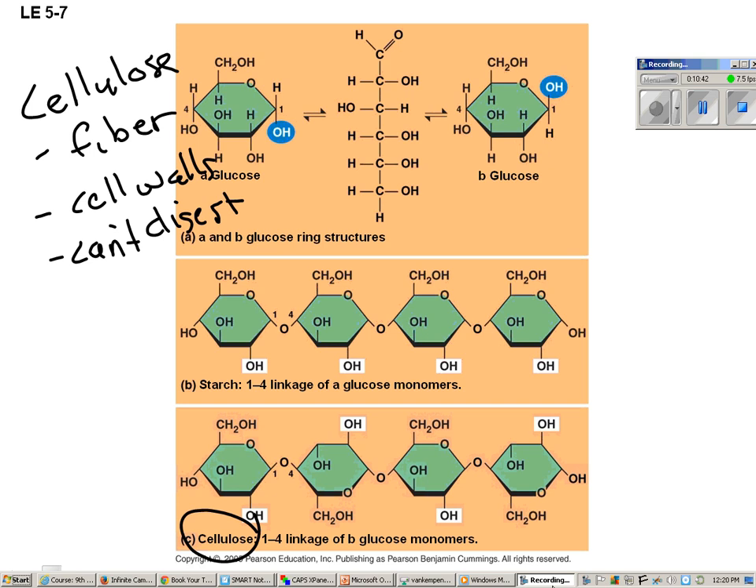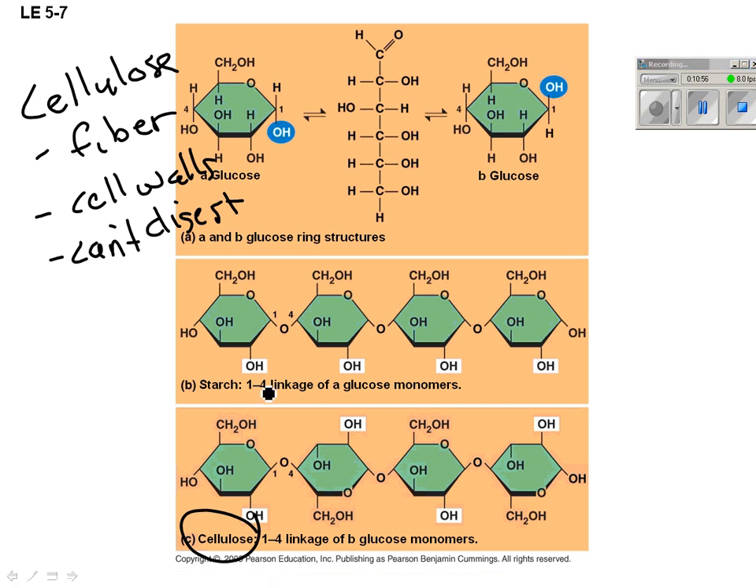And the reason we can't digest cellulose is only because of the way these are hooked together. Starch links together, it says 1,4 linkage. What that means is that the oxygen, this bond is between the first carbon and the fourth carbon of alpha glucose monomers. In other words, an alpha glucose has the hydroxyl group down here. A beta glucose has a hydroxyl group up here. Why are they like that? They're called isomers, if you ever had chemistry and you learned that term.